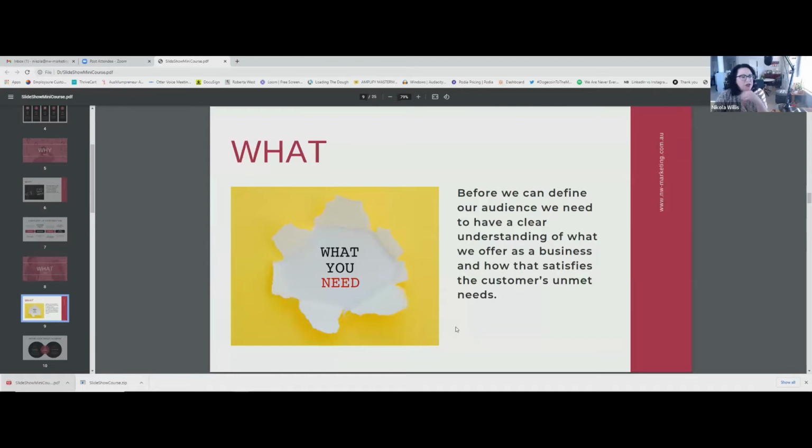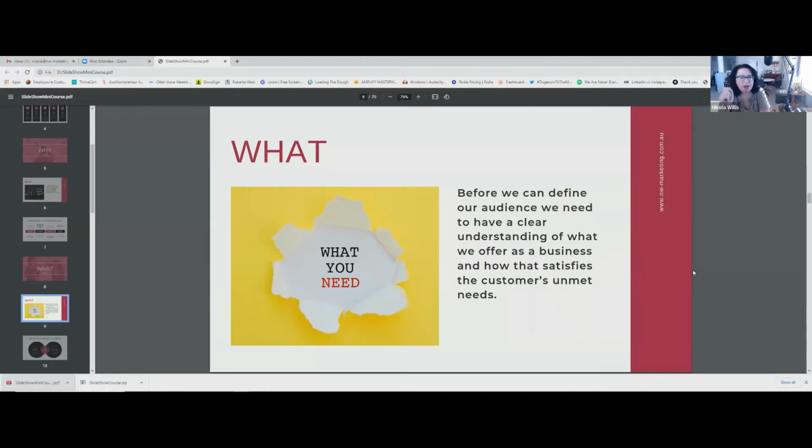So this comes down to, before we can define our audience, we need to have a clear understanding of what we offer as a business and how that business satisfies a customer's unmet need. Because what we want to do is we want to have our marketing message talk directly to a pain point. We don't want vanilla content or a message, and we don't want to have a message that talks to everyone. Because remember, I said a message that talks to everyone ends up talking to no one and gives you overwhelm in what you're trying to say.